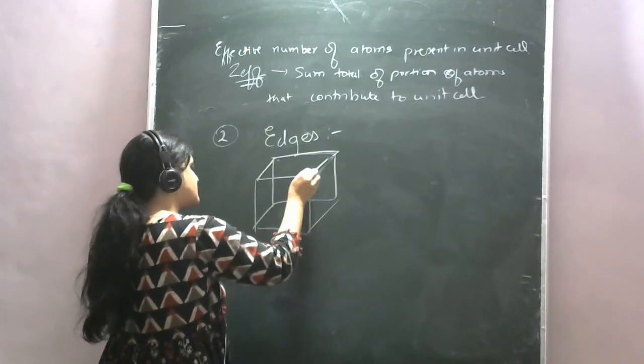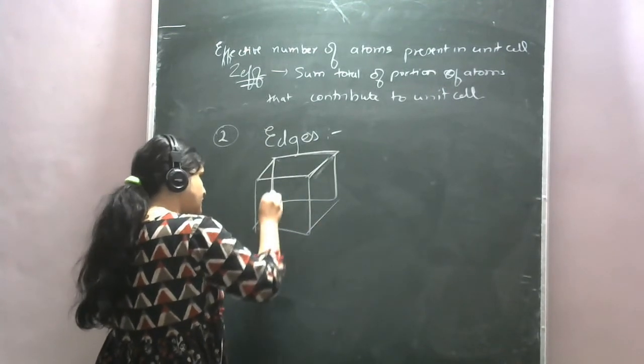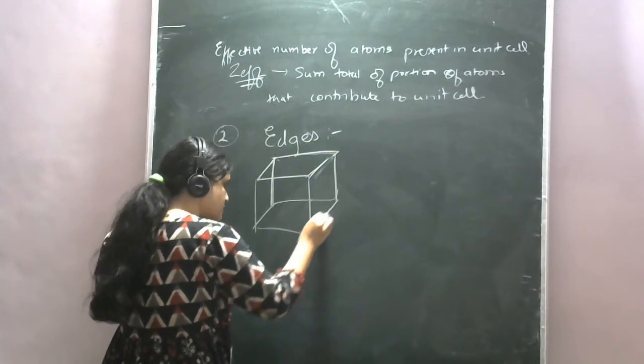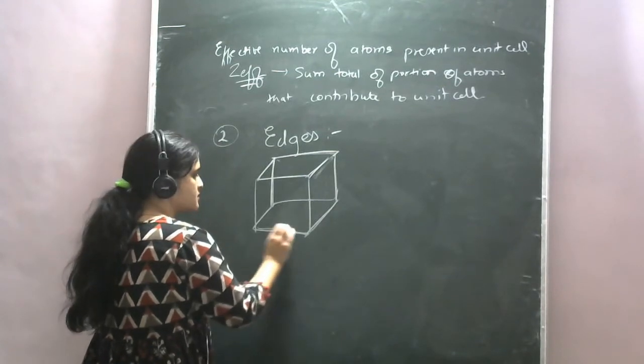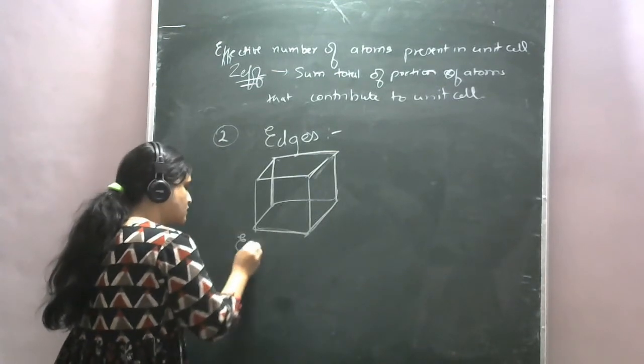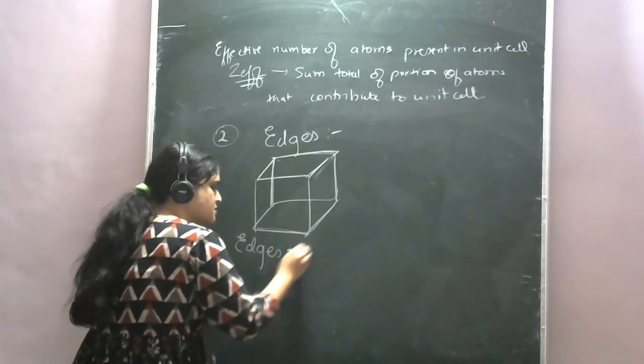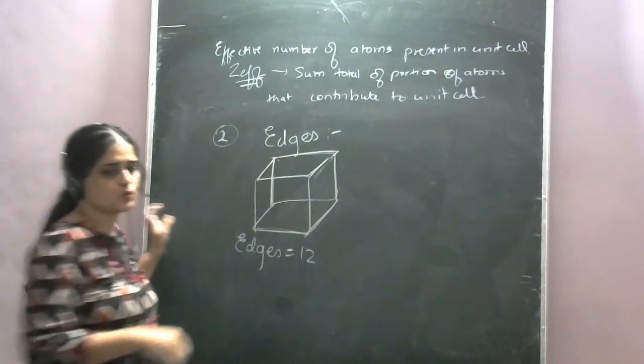हे जे lines तुम्हाला दिसतात हे सगळे edges आहेत. मग जर हे नीट पाहिलं तर असे किती edges आहेत त्याच्यामध्ये? There are 12 edges. How many edges are there? 12. So in case of the edges, there are 12 in each cube, right?